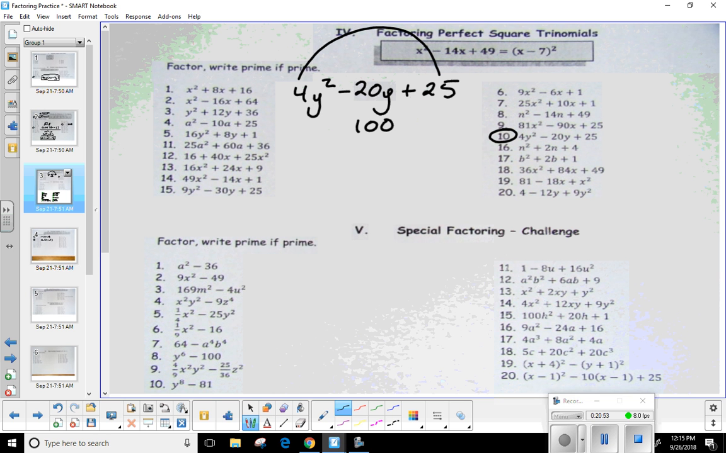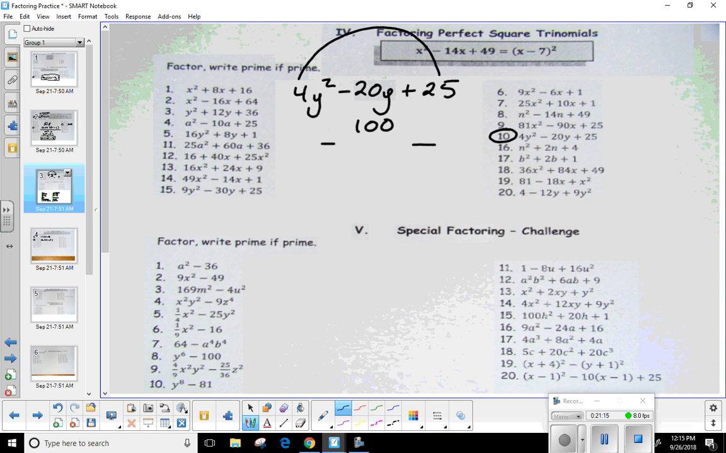Now this is where we factor. We've done the first step where we multiplied. I need to find two numbers that'll multiply to give me a positive 100, but when I add them, I should get a negative 20. So what do we know about the signs of my numbers? They would have to both be negative.